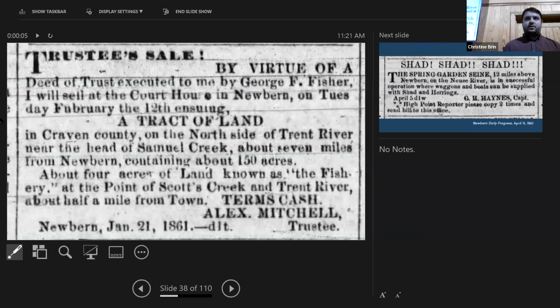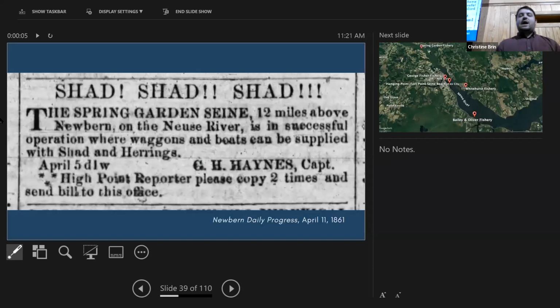So here's why it's weird that the 1860 census didn't mention any fisheries, because you've got a fishery that's up for sale. It's right around the confluence of the Trent River and the Neuse River, where present day James City is located. It's formerly owned by George Fisher, that one merchant who's selling nets. And then there's this advertisement. Giles Haynes, a major fish dealer out of New Bern, is advertising their shad up for sale at the Spring Garden Seine, which was a big fishery. And I'm not sure why it didn't get listed in the census. Can't quite explain it, but they're still active.